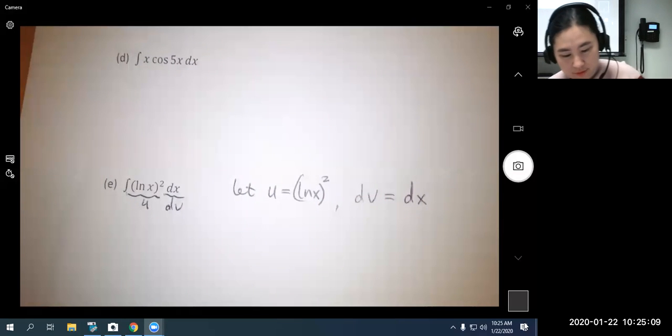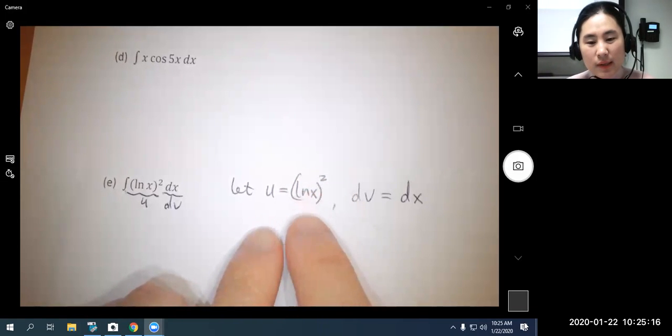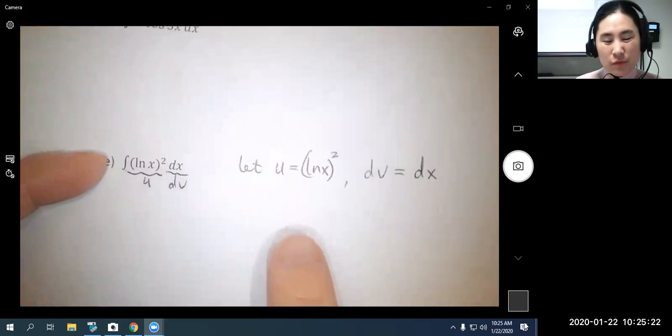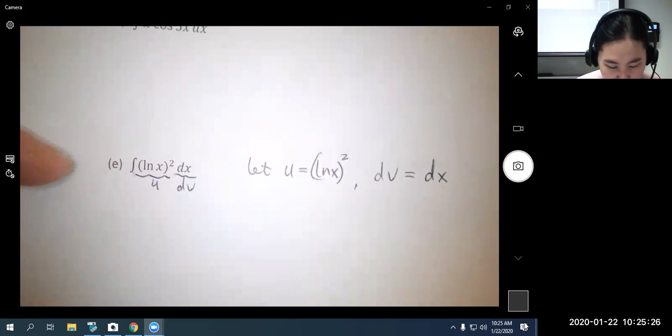Okay, so this one, let me think. What differentiates this? Yeah, you can do this. You can also do this one by yourself. So just follow the integration by parts. You can also try this one by yourself in a group.